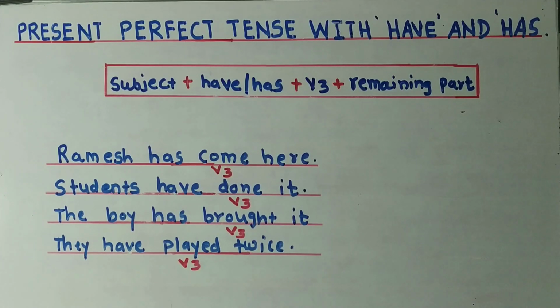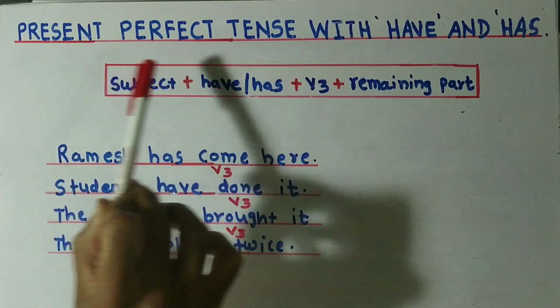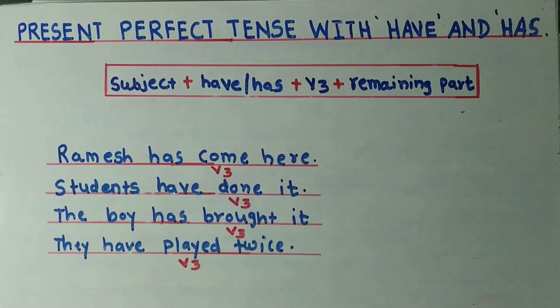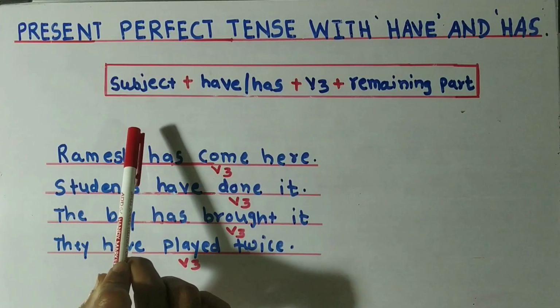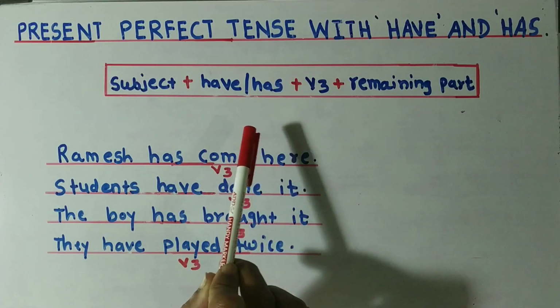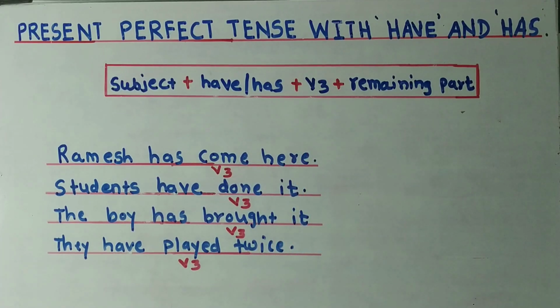Okay friends, now let's study the structure of sentences in present perfect tense with have and has. The structure is very simple. It is put on the board. Let's read it. First of all, we have to make use of subject. Then we have to put have or has. Then we have to put V3 form of the verb, and then the remaining part of the sentence will be put.